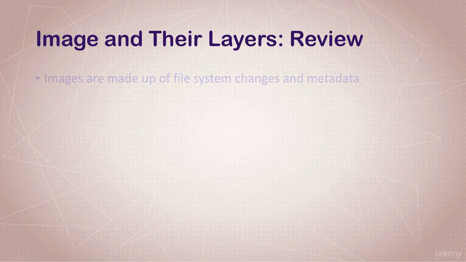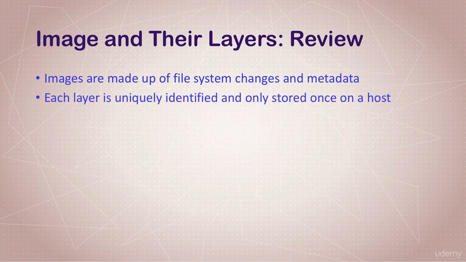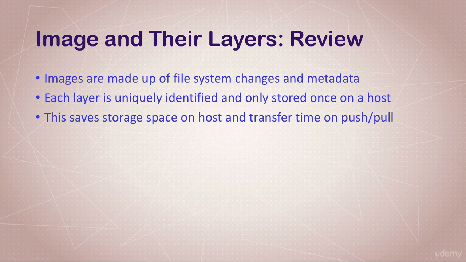Okay, a quick review. So we've learned a lot about images and how they're made up, and we find out that they're actually not that complex. Really, they're just a series of changes on the file system and metadata about those changes. And you learn that each layer has its own unique identity as a SHA, and they're only stored once on each system. So on each Docker daemon, each layer is only represented once in the file system. And that gives us a lot of savings in space as well as transfer time in sending images back and forth between registries like Docker Hub.